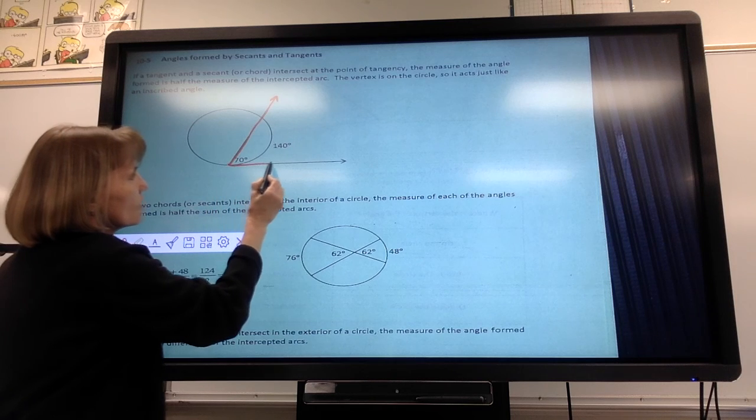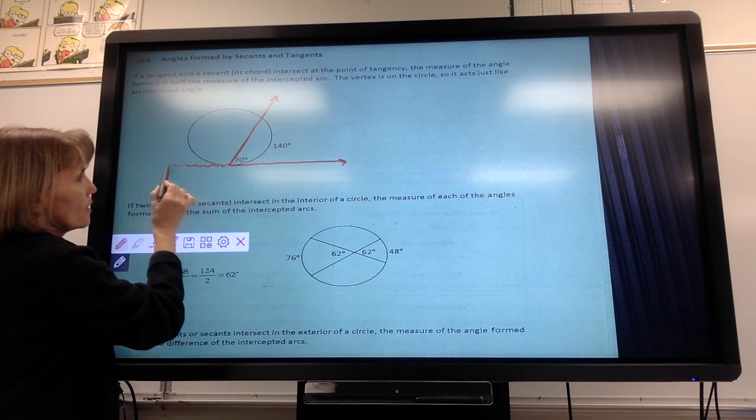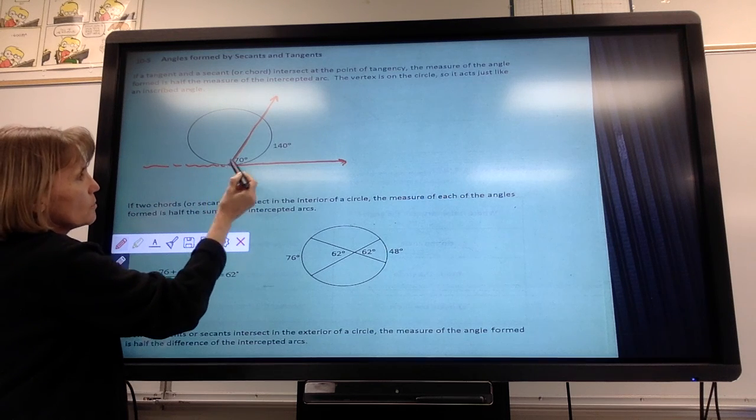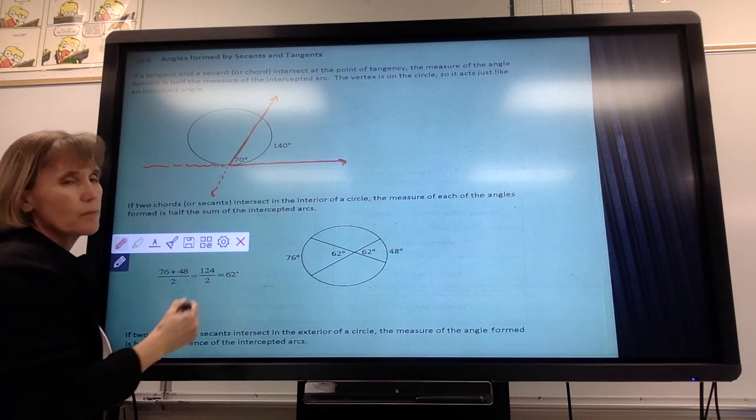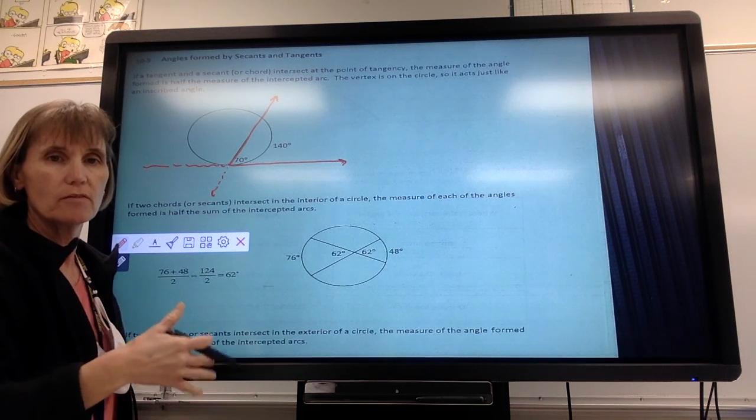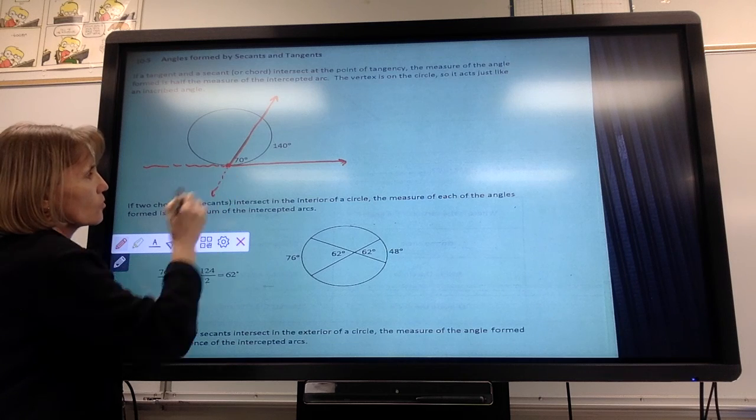And then this would be a tangent line. Okay, this tangent, if I extend it going this way, that's only touching the circle in one spot. If we extend this line, okay, it's touching the circle in two spots. So we have the combination of a secant and a tangent, and they are intersecting on the circle.